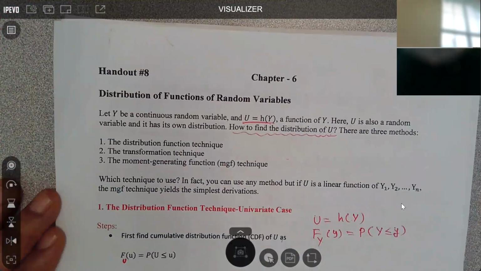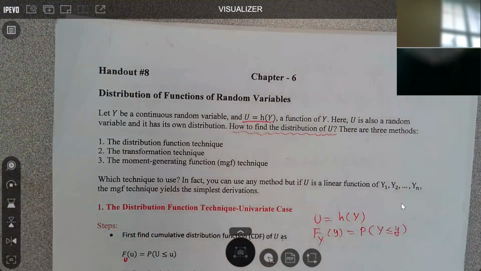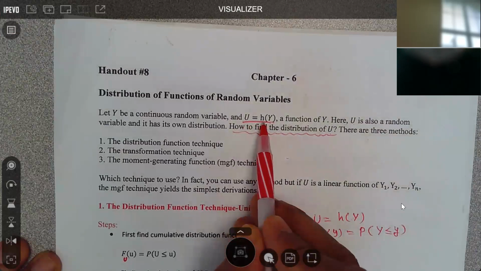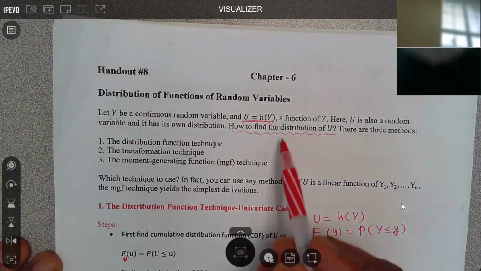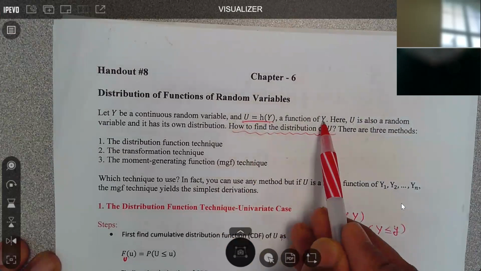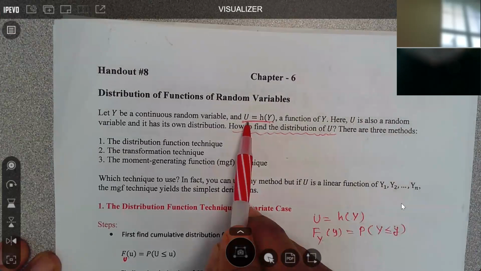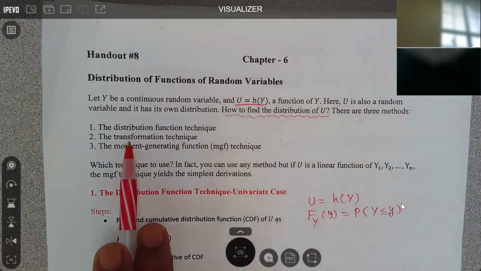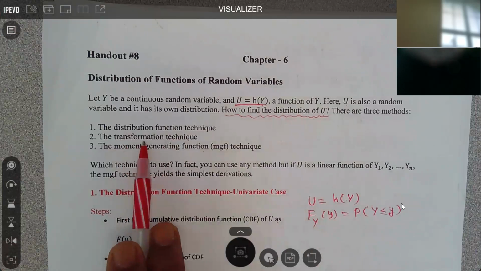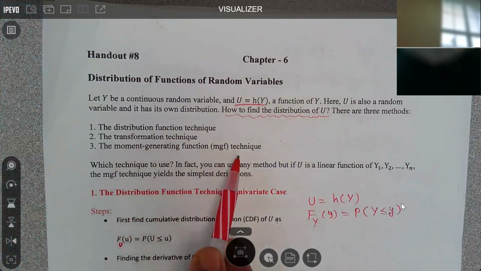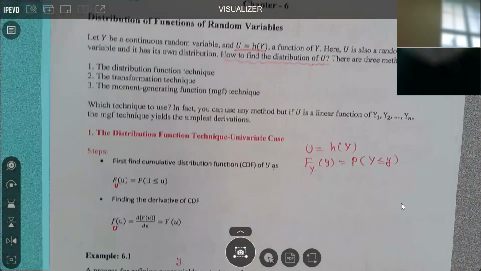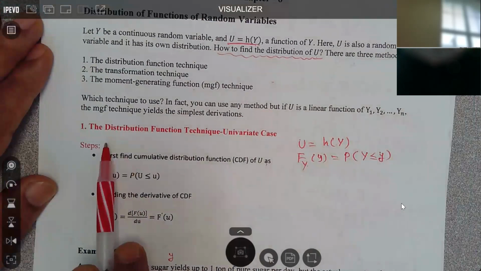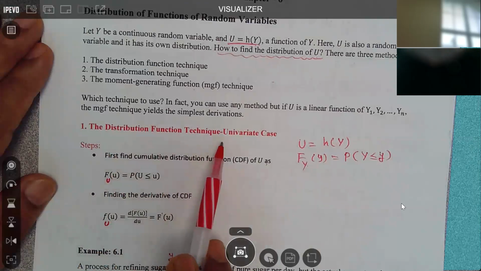Okay, start. So we are studying chapter 6, distribution of the function of a random variable. U is a function of the random variable Y, right? And we do have the density function for Y, and we want to find the density function for U. That's what we are doing. We have three methods: the distribution function technique, the transformation technique, and the moment generating function technique. Right now we are doing the first technique, the distribution function technique, for the univariate case.